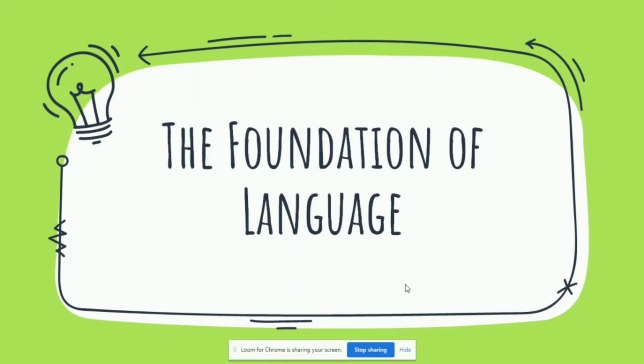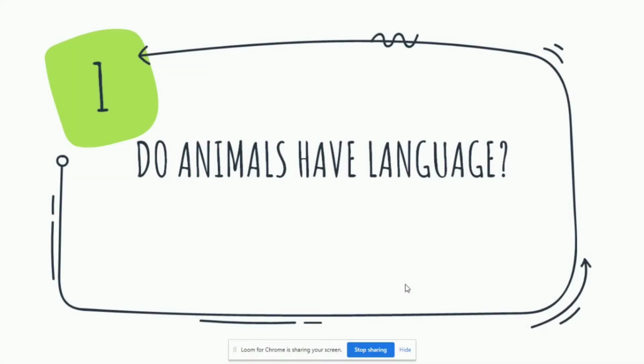Going to discuss lecture 6, which is the foundation of language. So, do animals have language? Language is an ability that is uniquely human. Today I will examine both naturally occurring animal communication systems and attempts to teach a human-like language to animals, particularly chimpanzees. There are a number of reasons why this topic is important.